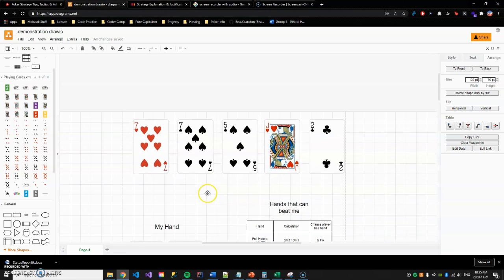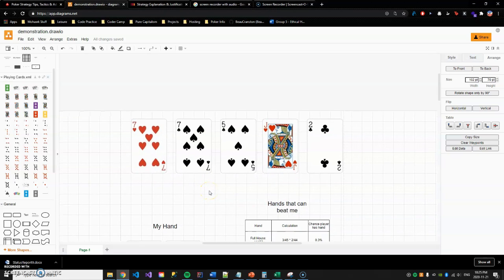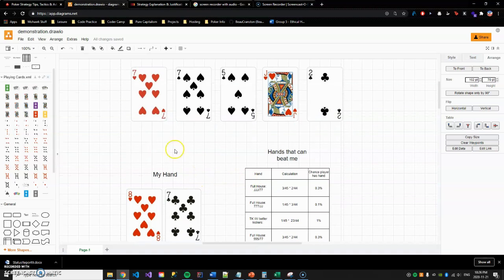So I'm going to give you a brief demonstration of how my payoff matrix is going to be built out using probability as well as game theory. This is all about the chance we have to win the pot, right? So let's say the river is full, and we got 7, 7, 5, Jack, and 2. Okay, cool. So my hand is an 8 and 7. We don't know the opponent's hands.